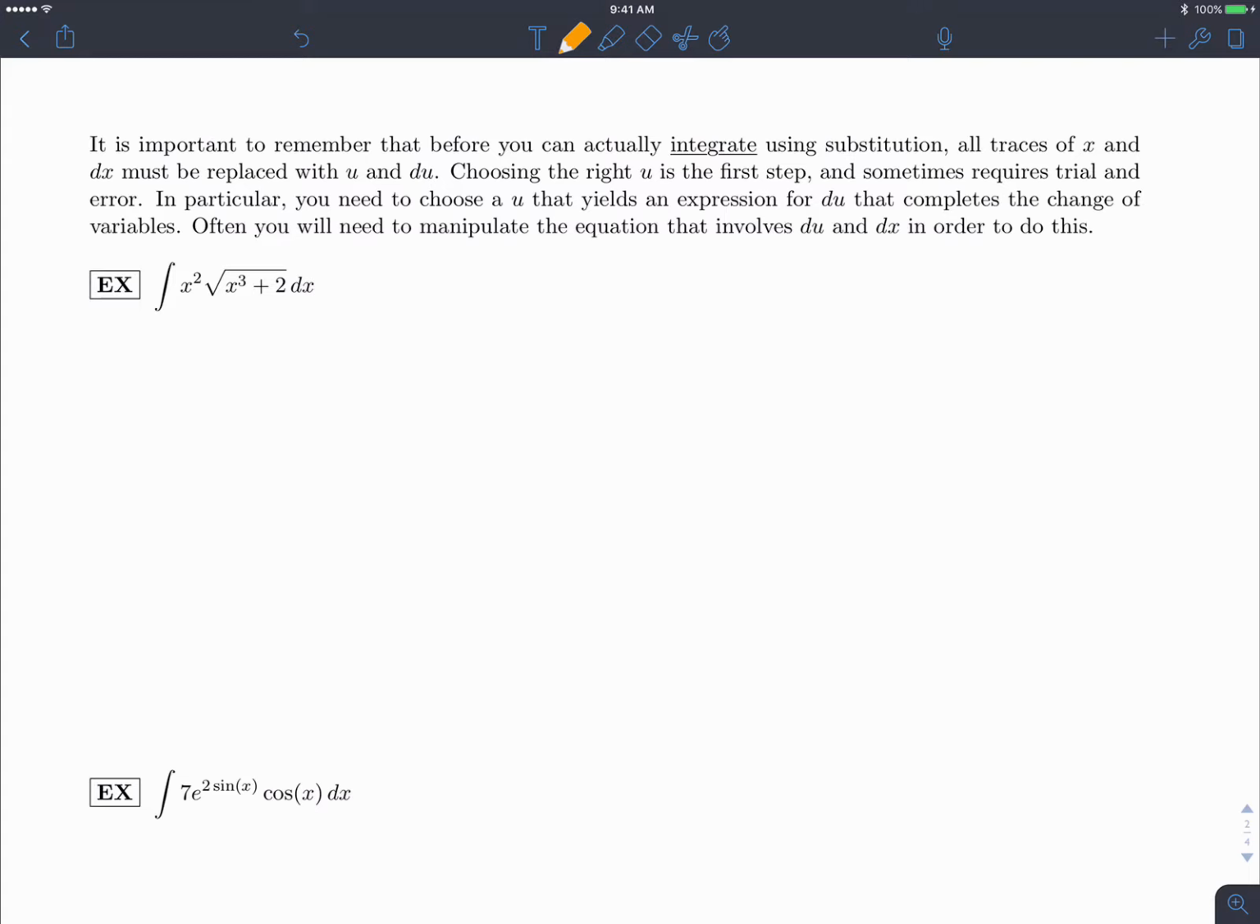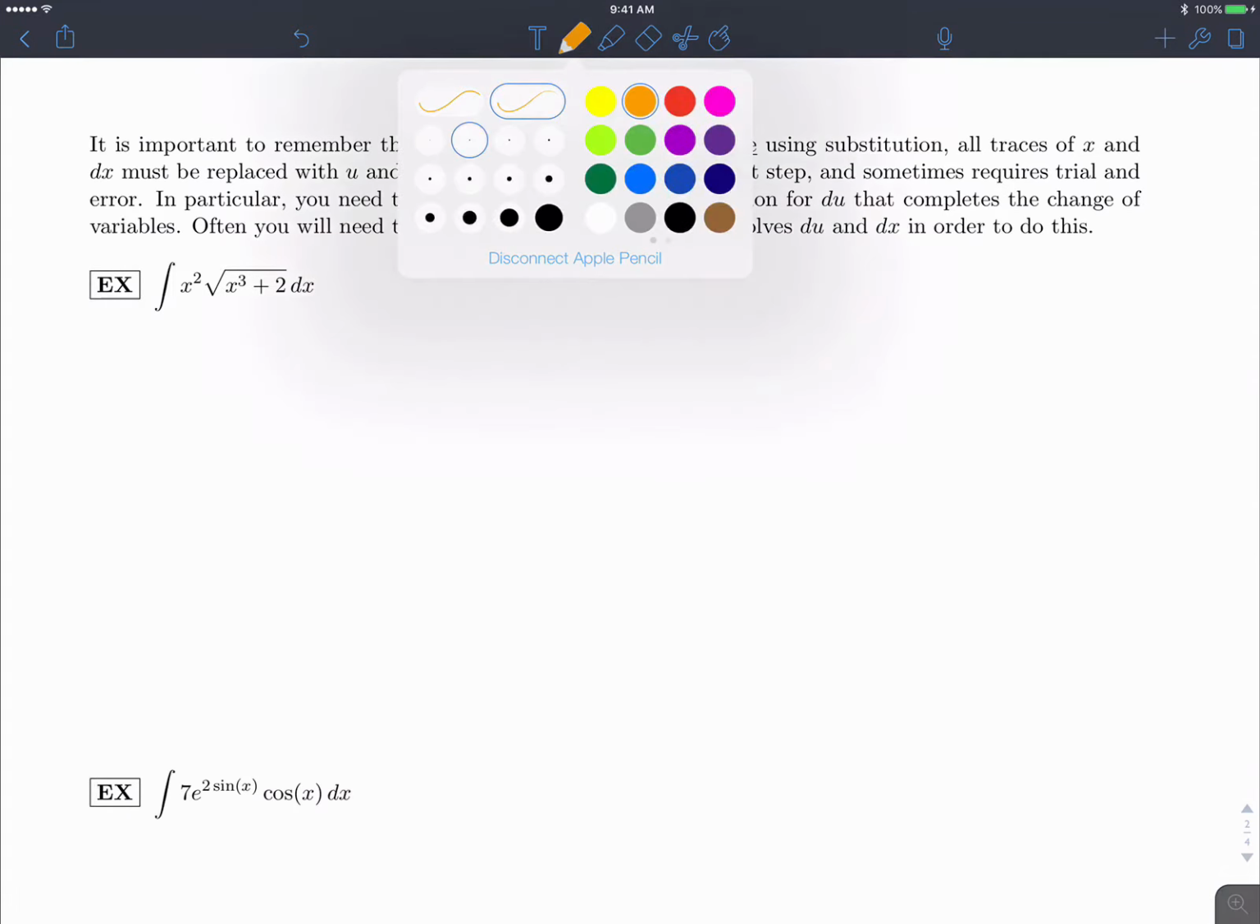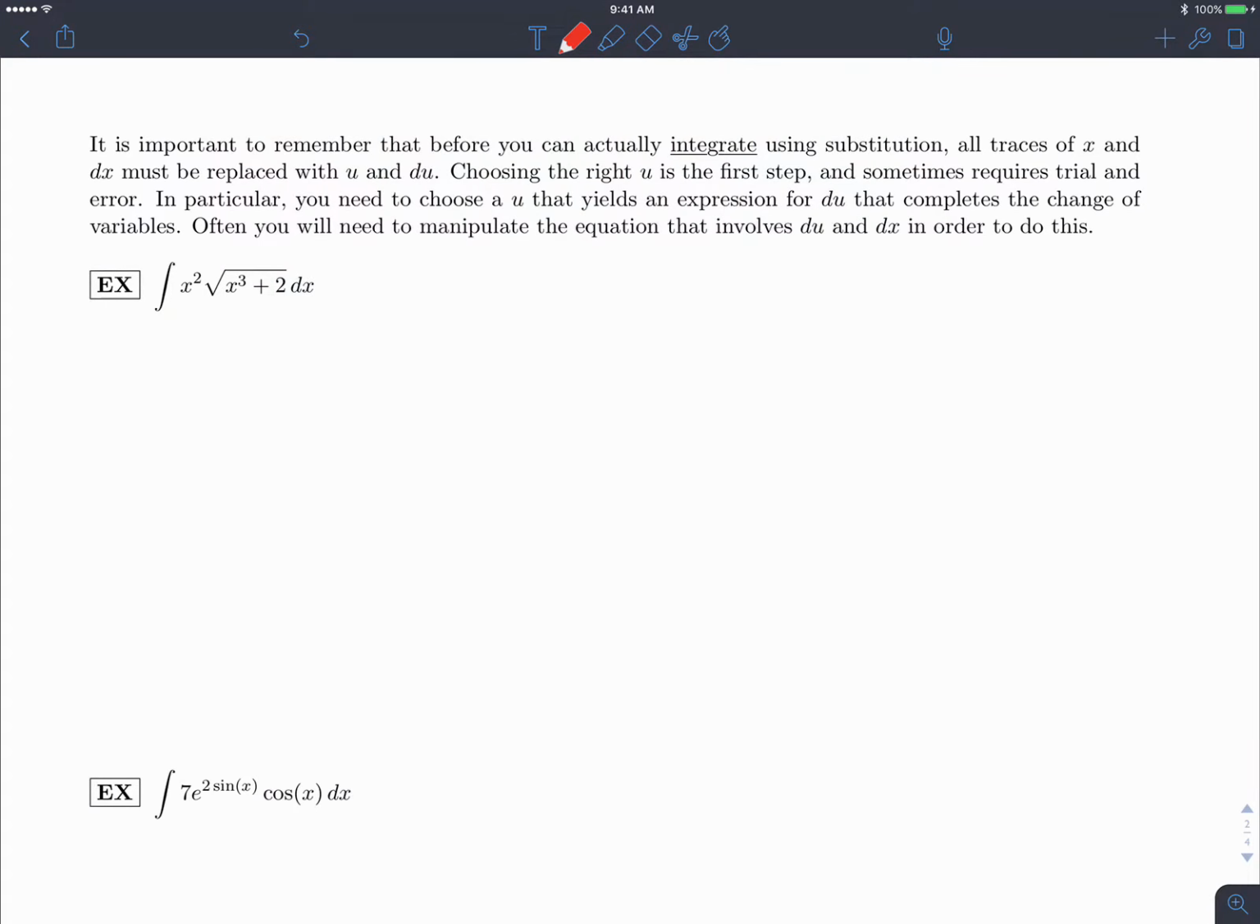So we've got x squared times the square root of x cubed plus 2. I would say let's try the term under the radical and let that be our u. So I'm going to go off to the side here. I'm going to say if we let u be x cubed plus 2.